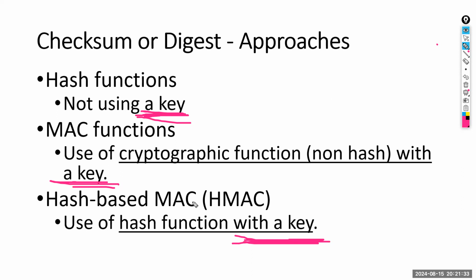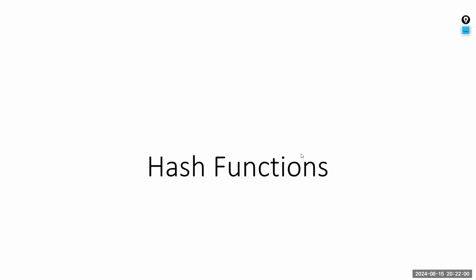So basically HMAC uses a hash function with the key. MAC function is a slightly different concept than hash function. Of course, MAC functions also use a key, but if you use a hash with a key, we call it HMAC. So that is how the three possibilities. And each approach has its pros and cons. So we'll start with hash functions.